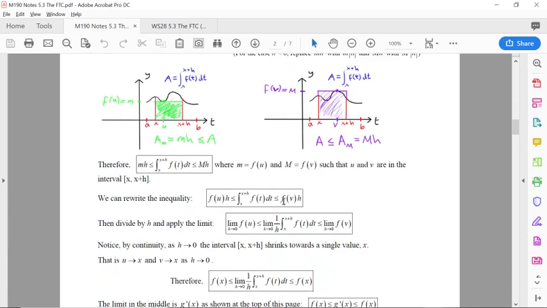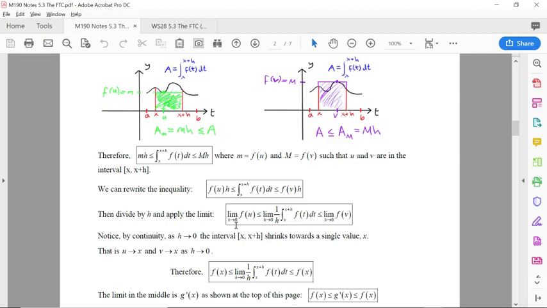Okay, we multiply by 1 over h, and then we take the limit as h goes to 0. As f is a continuous function, as h goes to 0, that's going to push x plus h towards x. Then u and v are getting closer and closer to x. And as u and v get closer to x, the outputs f of u and f of v get closer to f of x. So the limit as h goes to 0 of f of u is f of x, and the limit as h goes to 0 of f of v is also f of x. And those are both the same. Hence, by the squeeze theorem, the limit of our integral must also be f of x.